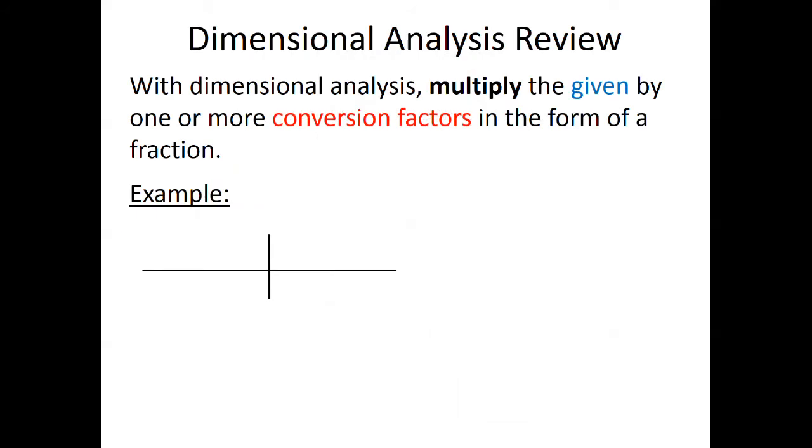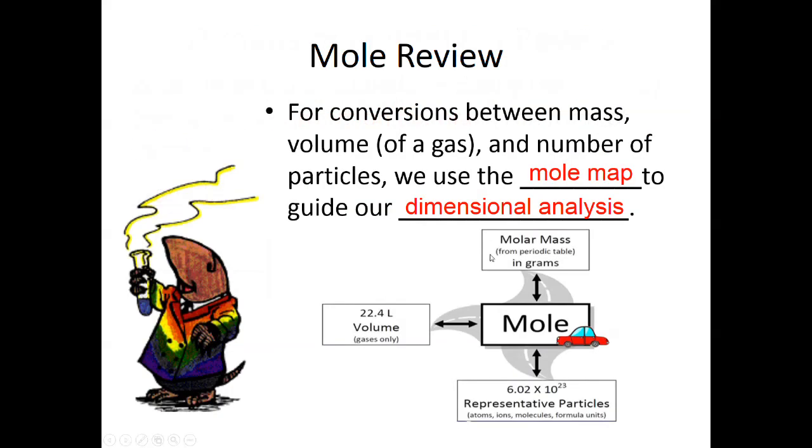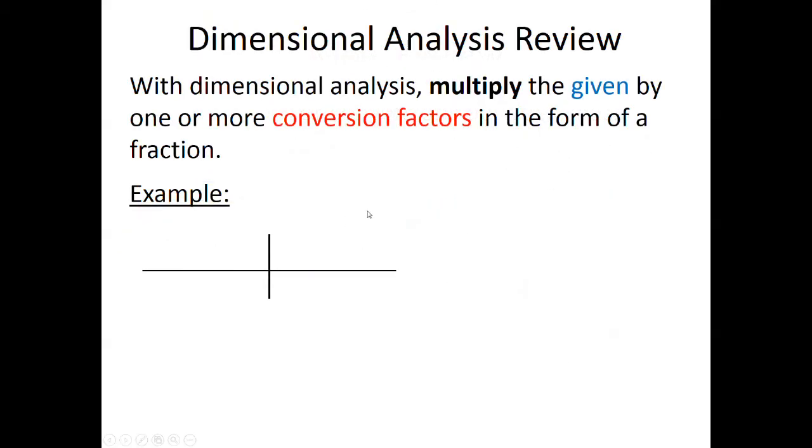With dimensional analysis, you have to multiply the given by one or more conversion factors in the form of a fraction. So what your conversion factors are is these right here. Your volume, so 1 mole equals 22.4 liters, or 1 mole equals molar mass, or 1 mole equals 6.02 times 10 to the 23rd particles. So that's what your conversion factors are.